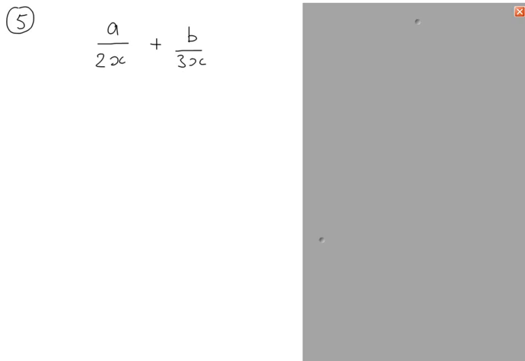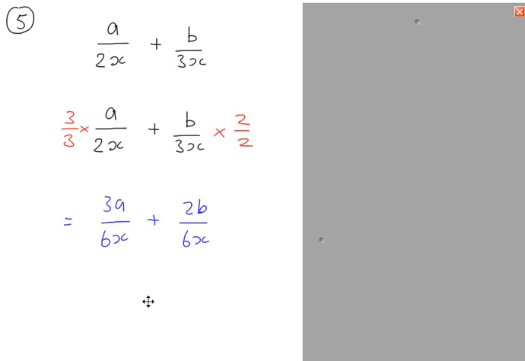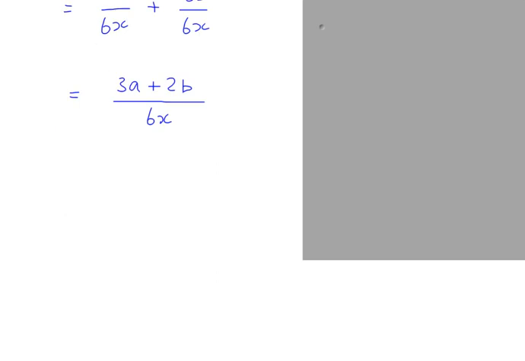Example 5, we have different denominators, so to add the fractions we need the same common denominator. Now to get the same denominators, looking at the 3 there, I multiply this fraction by 3 over 3 and I multiply this fraction by 2 over 2, the denominator here becomes 6x, and the same here, 6x. So we end up with the same common denominator. So we get this, simplify, simplify.